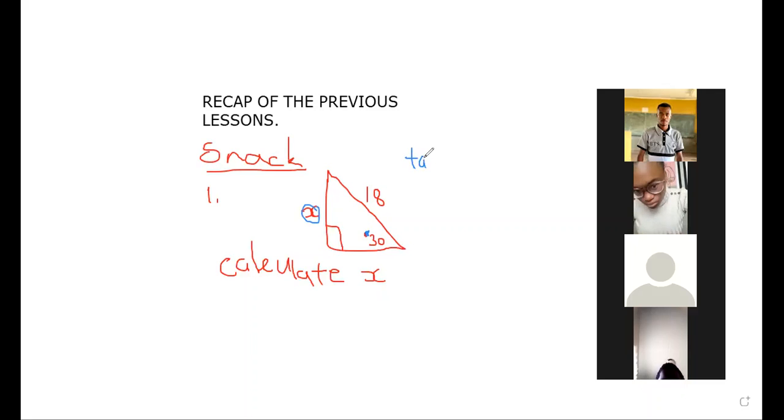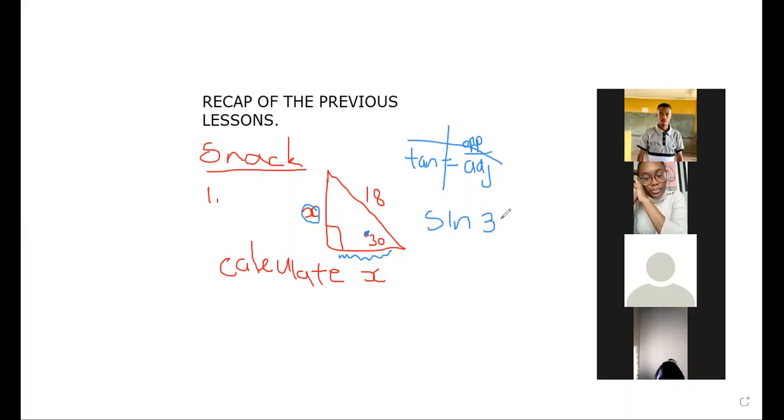Tangent is equal to the opposite side over the hypotenuse. Oh, sorry, not the hypotenuse. The adjacent side. So in this case, I cannot use tangent because I don't have the adjacent side. So I can therefore not use tangent. Instead, I'm going for sine.